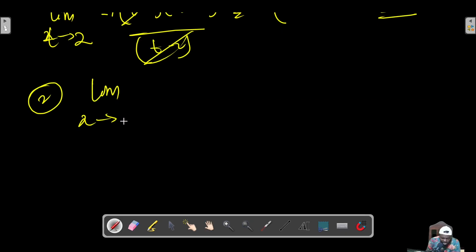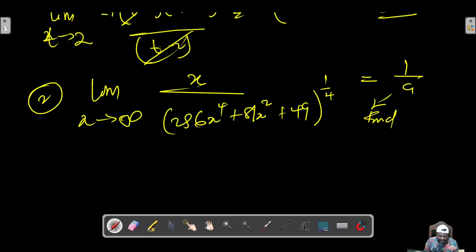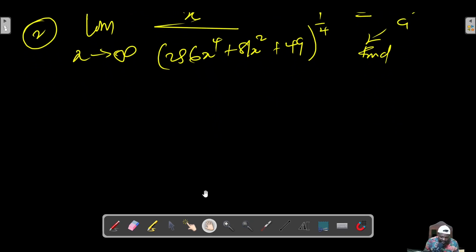I'm just wishing most of you guys have seen such a problem like this, but no worry, you will understand. So: the limit as x approaches infinity of 256x divided by (256x^4 + 81x^2 + 49) all raised to the power 1/4 is equal to 1 over a. The question is, find a. So it is simple. Let us find a. We first evaluate the limit on the left-hand side of the equation.